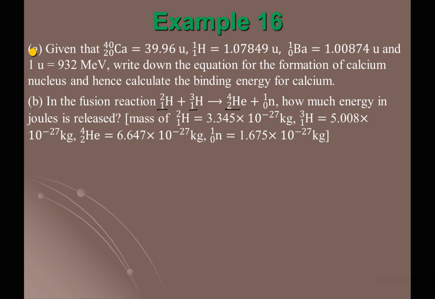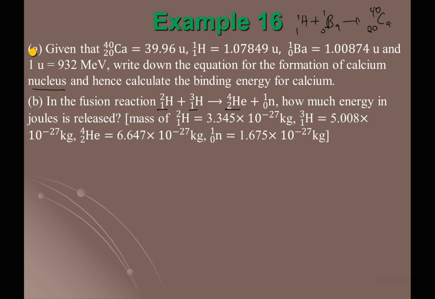So for part A, I think part A is very easy. Write down the equation for the formation of calcium nucleus. So it is calcium which is being formed, so it means the rest are going to be on the left-hand side. So I'll say 20 H 1 1 plus barium, barium is 1 0, to give us calcium, Ca 40 20. So the only thing which remains is to balance this equation.